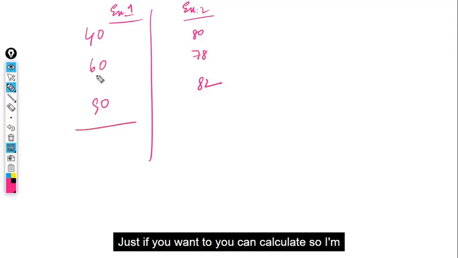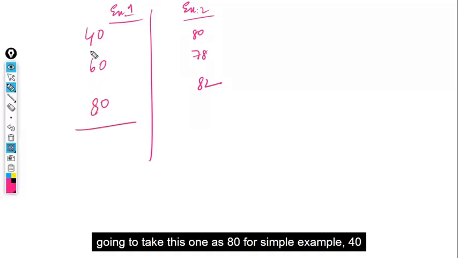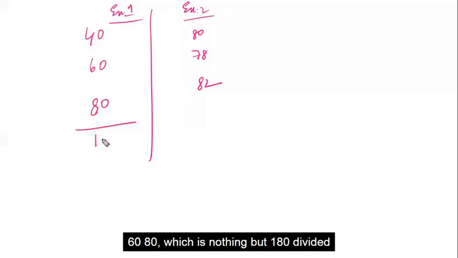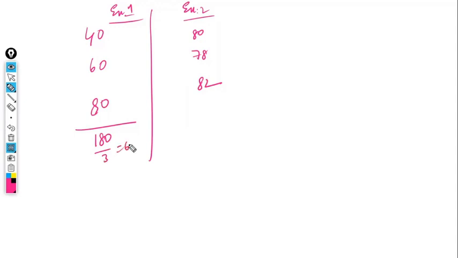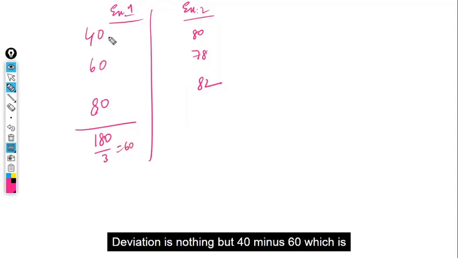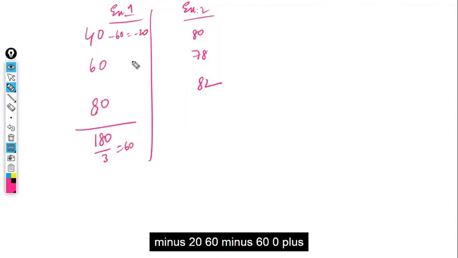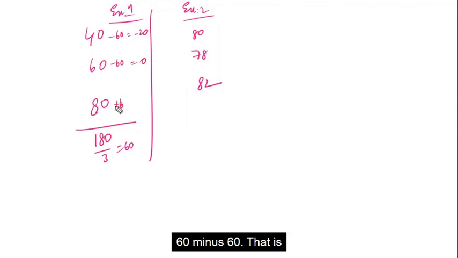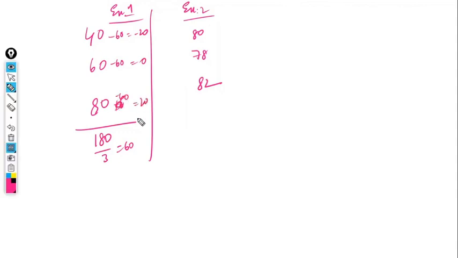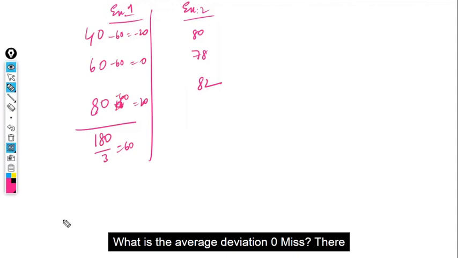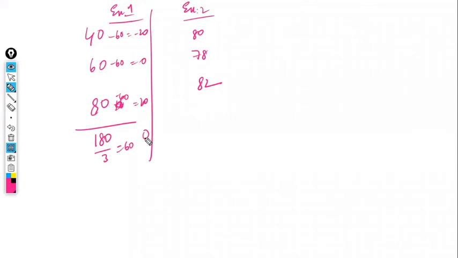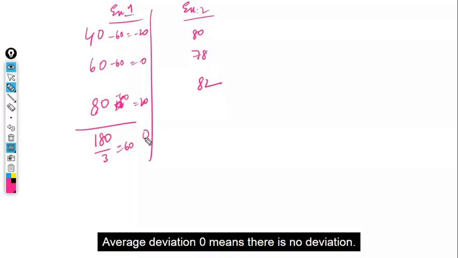If you want, you can calculate it. I'm going to take this one as 80. For a simple example, 40, 60, 80, which is 180 divided by 3, that is 60. Deviation is 40 minus 60, which is minus 20; 60 minus 60, 0; plus 80 minus 60, that is 20. What is the average deviation? 0. It means there is no deviation.